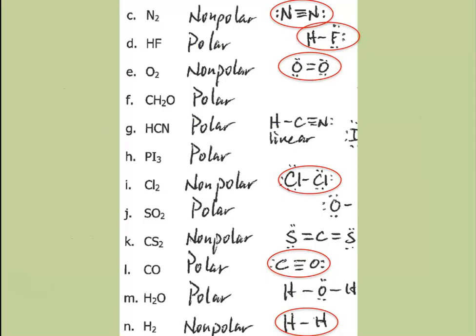What I've got here is just a chunk of the key to the homework you did, and I've circled in here all the diatomic molecules, that is, molecules that contain two atoms. If the atoms are the same, like N2, O2, Cl2, H2, then that's a nonpolar bond, and because it's the only bond in the molecule, it's a nonpolar molecule. If the atoms are different from each other, as in HF or CO, then that's a polar bond, and therefore the molecule itself is going to be polar.